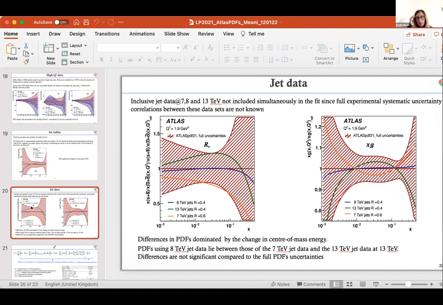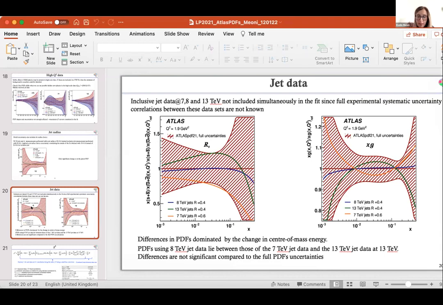Yes, so I have a backup slide on this. First of all, we used the 8 TeV data in place of the 13 or the 7, because for 8 TeV we had the available result at 0.6 in radius, and we have also the result at 0.4, so we used the difference of the two as modeling uncertainty. I didn't mention it in the talk because it's a small contribution with respect to other model uncertainties.